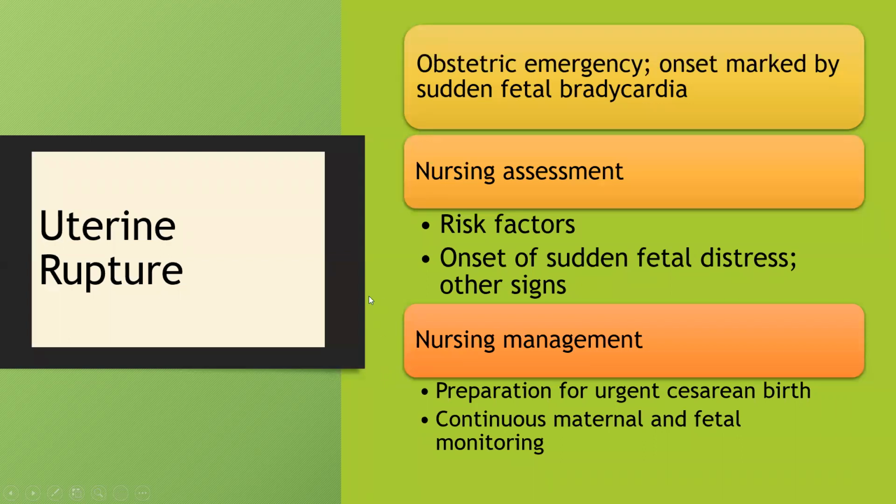Uterine rupture is also an obstetric emergency, and it is usually noted by a sudden fetal bradycardia. And our risk factors are previous cesarean section or any surgery to the uterus. We also see risk factors for uterine rupture in induction and trauma to the uterus and drug use.